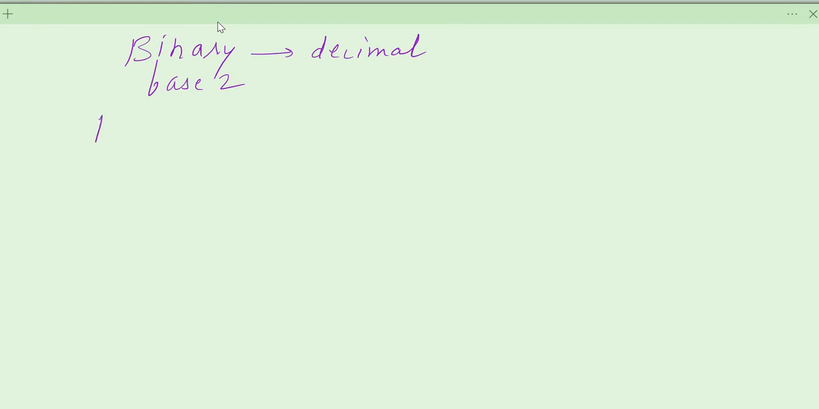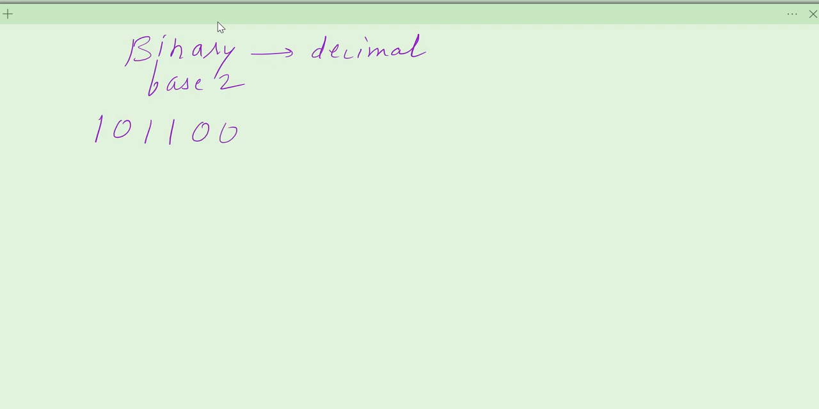In case of binary, now we want to convert binary to decimal. In octal the base was 8. In hex the base was 16. In binary the base is 2. So the weights are 2 raised to 0, 2 raised to 1, 2 raised to 2 and so on. So let's take any number, say 101100, suppose any number.